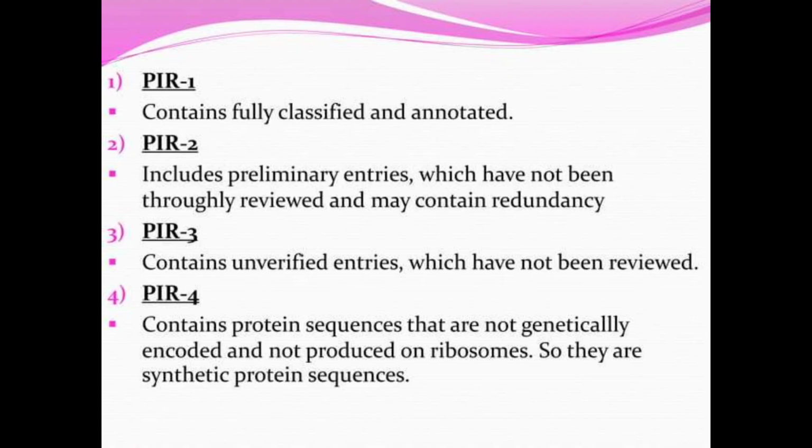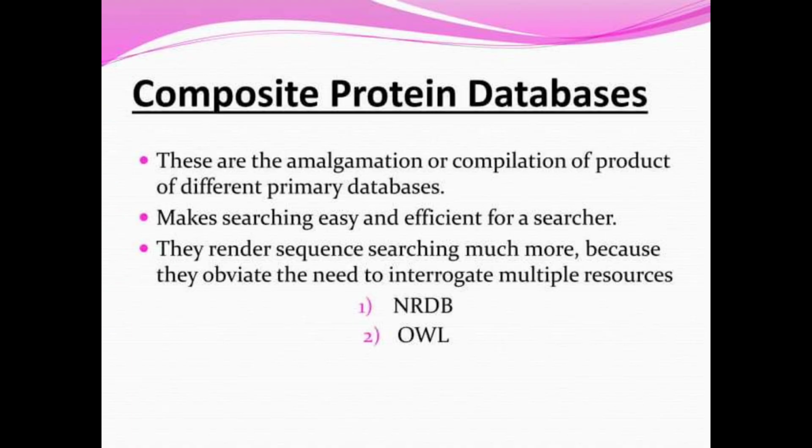What is their function? PIR1 contains fully classified and annotated protein entries, and PIR2 includes preliminary entries which have not been thoroughly reviewed and may contain redundancy. PIR3 contains unverified entries which have not been reviewed, and PIR4 contains protein sequences that are not genetically encoded and are not produced on the ribosome. They are synthetic protein sequences.